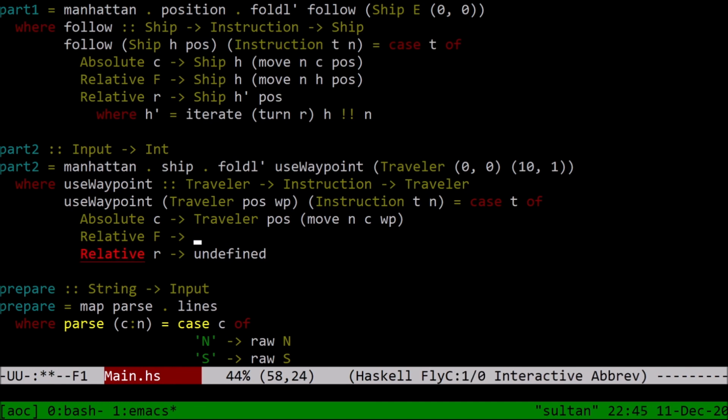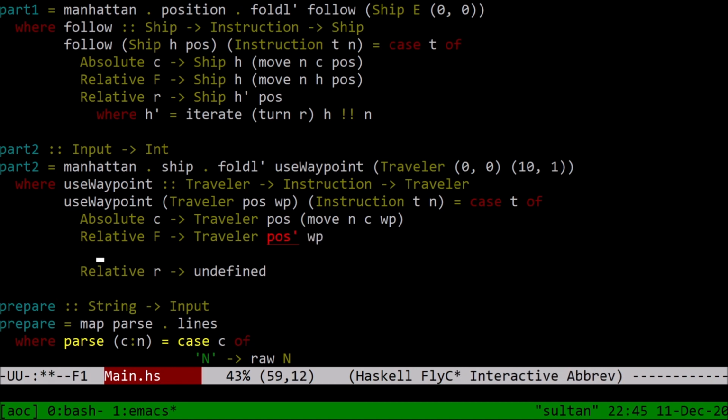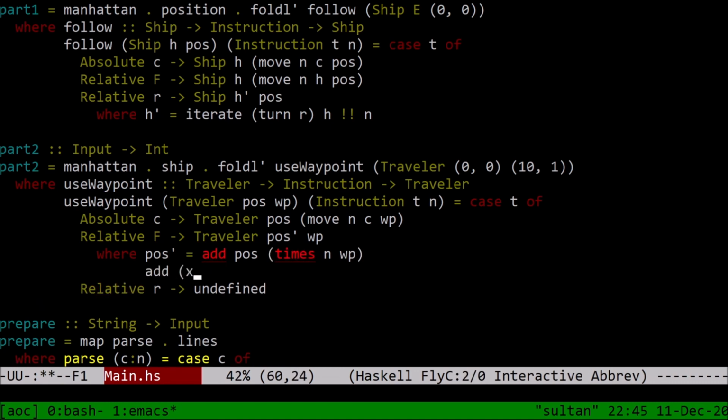We're just going to say it's traveler of, we're changing our position. This is the only time this happens. Pause prime, leave the waypoint alone, where pause prime equals add pause to times n waypoint. Add of xy dx dy.